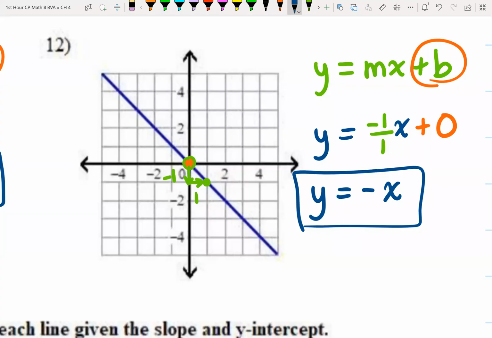All right, how did you do? Y equals -1 over 1x plus 0, or y equals -x is your answer.